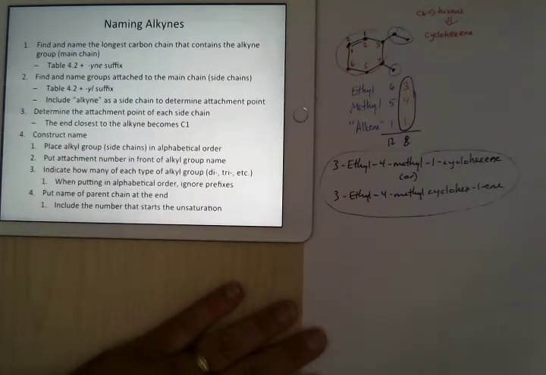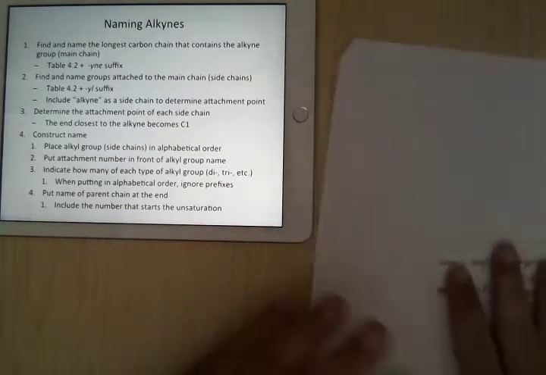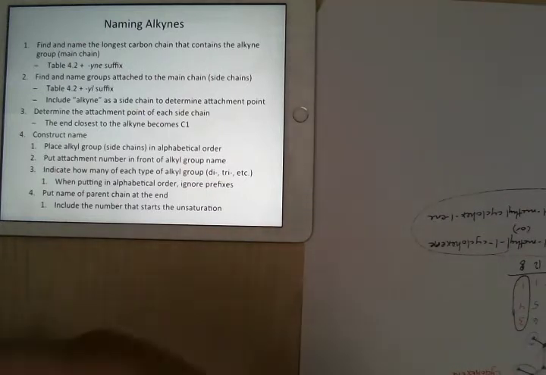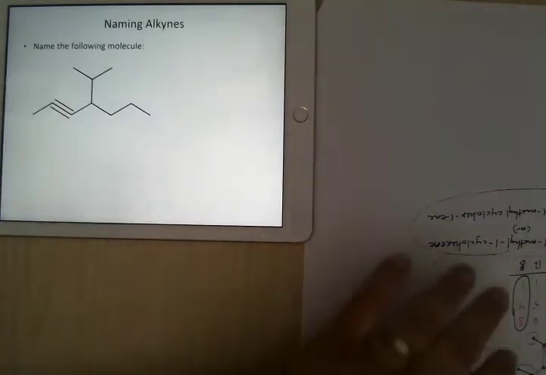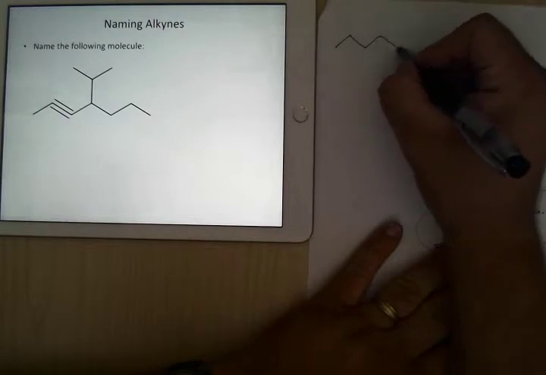So naming alkynes is exactly the way it is naming alkenes, except now you're using the -yne suffix. Otherwise, it's just like naming any other alkene. So we've got this one.